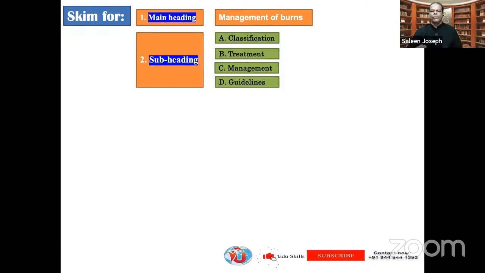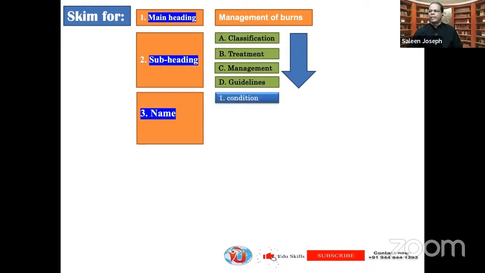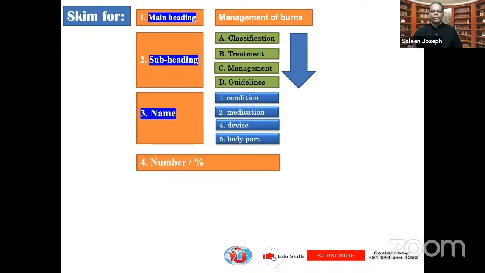Could you just write down these 4 things in your notebook fast? A, classification. B, treatment. C, management. D, guidelines. Now, third one, you have to look for names. What names? Name of a condition, disease, or medication, or device, or body part, anything of this sort. Any names are important. Then fourth one, you have to look for number and percentage. If they have given some numbers, just glance at it and definitely there will be answer.